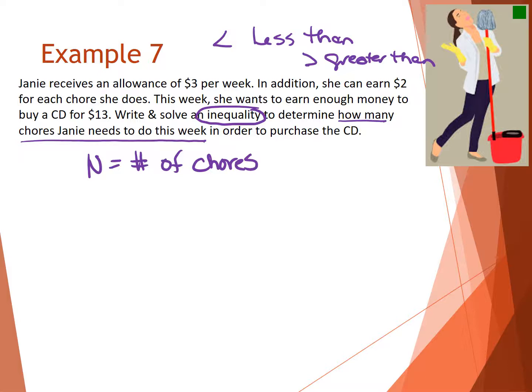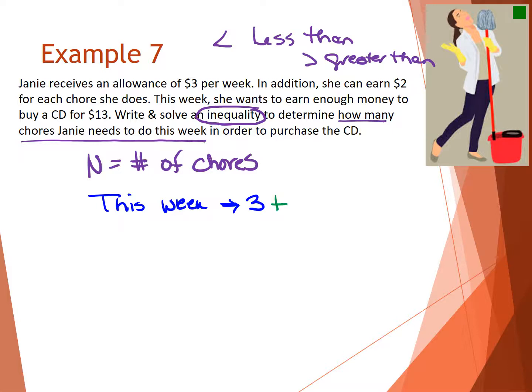So Janie receives an allowance of $3 a week. In addition, she can earn $2 for each chore she does. This week, so let's talk about this week. How much does she get for this week? Well, she automatically gets those $3, right? Then it says she can earn. Earn means we're going to add.